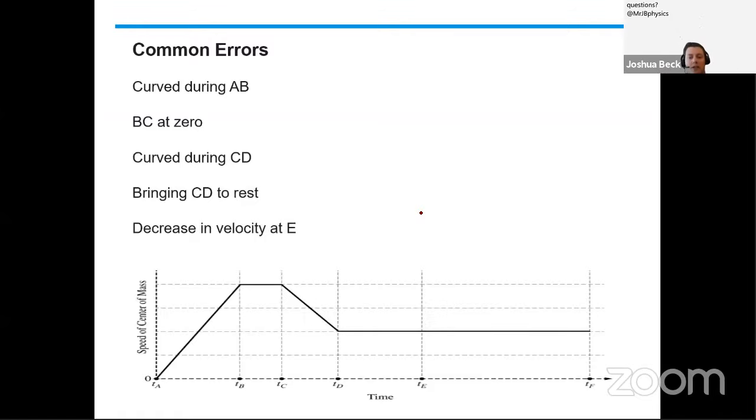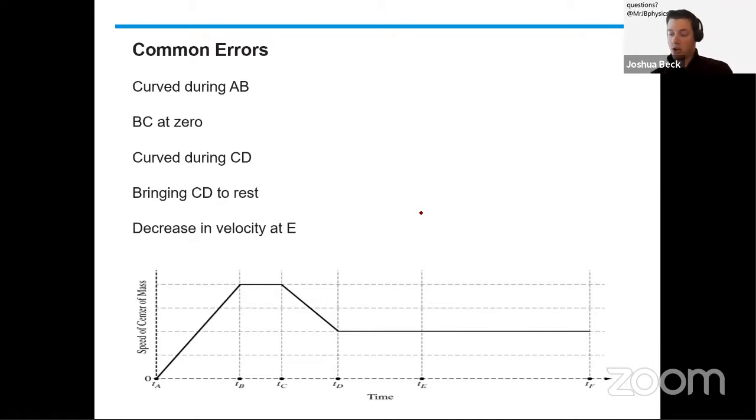So what are some common errors? Maybe you look at your graph and it doesn't look quite like this. Well, from A to B, what you need to have on your graph is a straight line with a positive slope, and you'll get the point. Does it have to go up as high as mine does? No, it just needs to be a positive slope, and it needs to be a straight line. It can't be curved. One of the common errors would be a curved line.